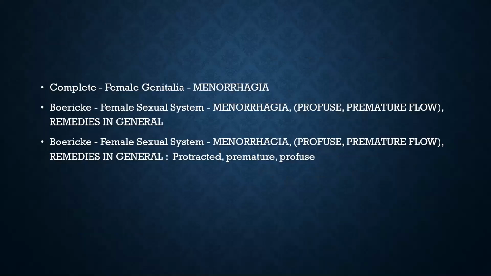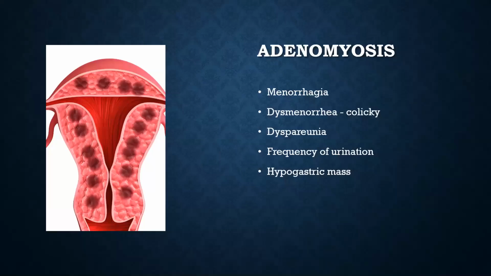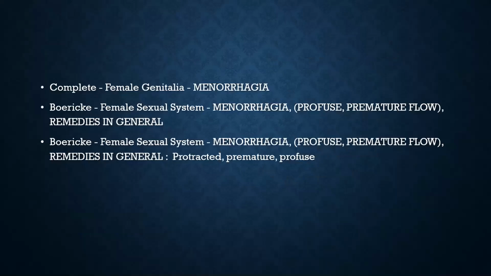So, in case of Complete Repertory, it has been given as female genitalia, menorrhagia. We're just taking the symptom of menorrhagia in this. Menorrhagia, again, in case of Boericke repertory, go to the female sexual system, we find menorrhagia, profuse, premature flow, remedies in general. Again, under that, there is a subrubric of protracted, premature, profuse.